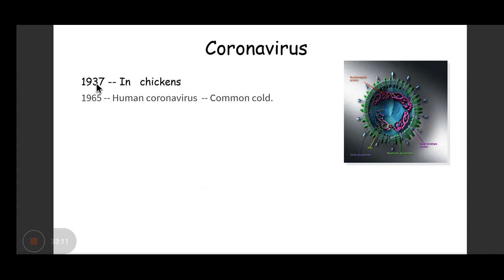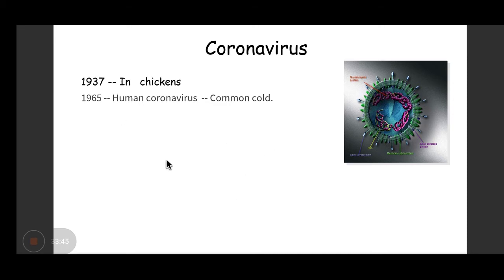Coronaviruses were discovered in 1937 in chickens, and at that time it was known that they cause infection only in chickens. The first time they were discovered to cause infection in humans was in 1965. So the first human coronavirus was isolated in 1965, and at that time it was known that they cause only the common cold and no severe infection. They were a common cause of common cold.